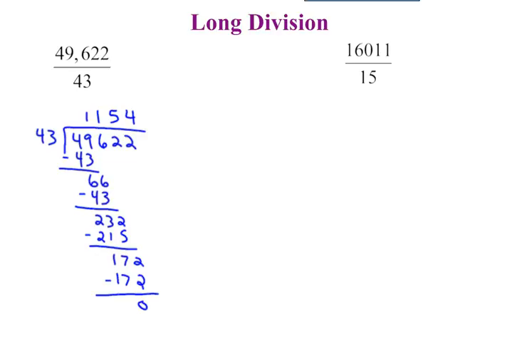So we're taking 16,011, we're dividing it by 15. Obviously 15 doesn't go into 1, so we go to the next digit, 15 into 16, that's 1 time. 1 times 15 is 15. Subtract it, we get 1. Bring down the 0. 15 doesn't go into 10, so in other words, it goes into 10 0 times.